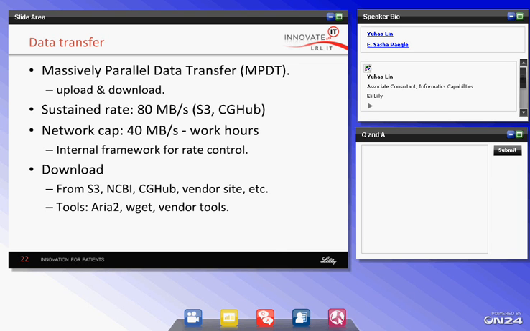Aria2 is an open source download accelerator. We use that a lot. Sometimes vendors have their own tools for us to use. For example, Complete Genomics had a tool, and also CGHub has a tool called GeneTorrent to download TCGA data.